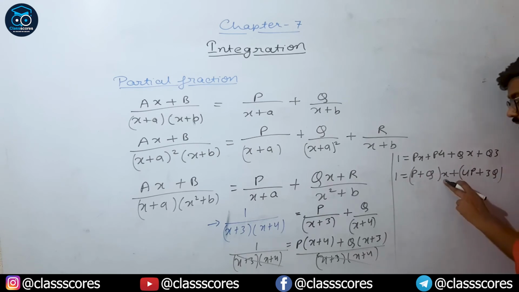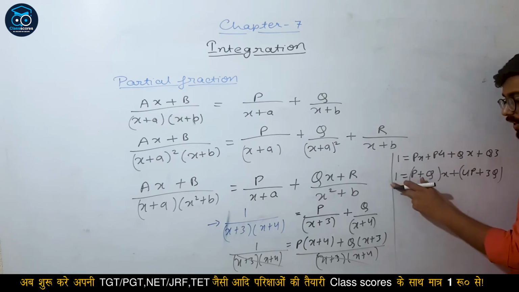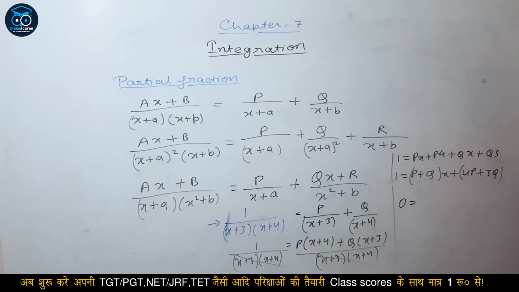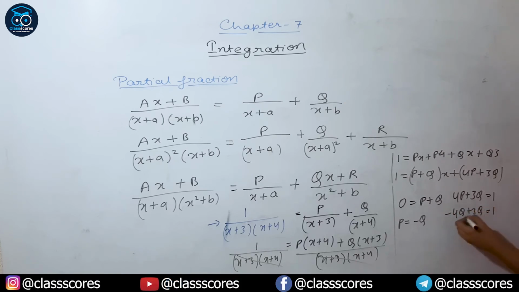Now both the functions are equal. It means the coefficient of x in LHS and RHS are also equal. Here in LHS there will be no value for x, then the coefficient for this is 0. Here it is p plus q. In the same way, 4p plus 3q is equal to the constant, that is 1. So the value of p is minus q. Substitute it here. Minus 4q plus 3q equals 1, minus q equals 1, so q is equal to minus 1. So we get the value of p is plus 1.